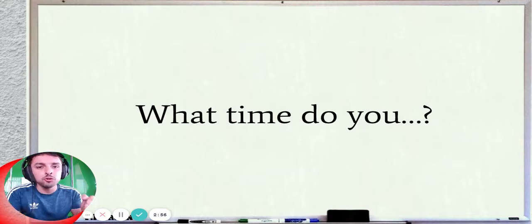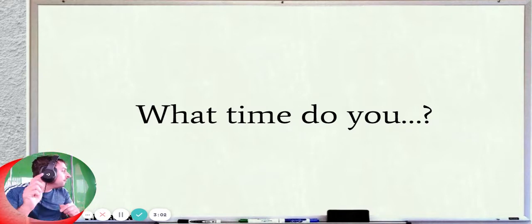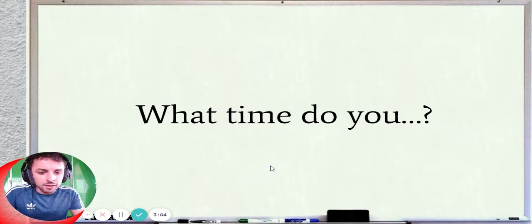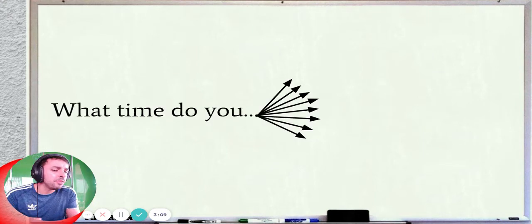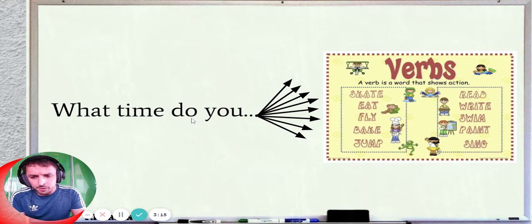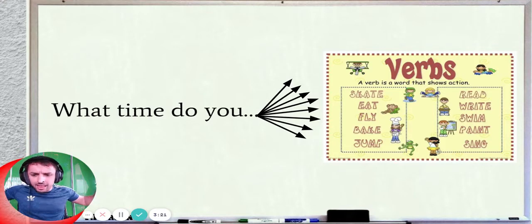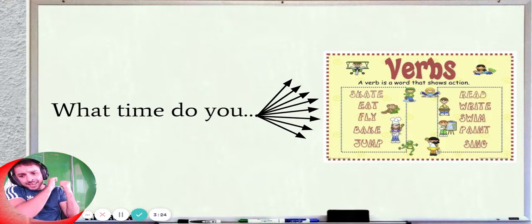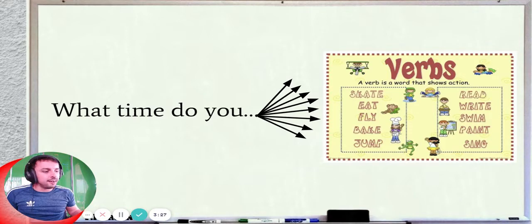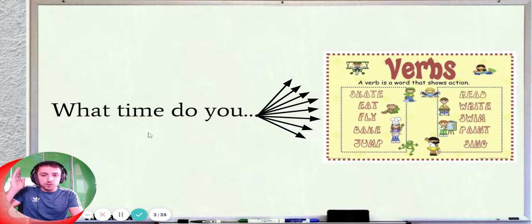Okay, the question. What time do you? Well, it's got do, so it's asking about things we do, and things we do are called verbs. Verbs are action words, things you do, like eat, swim, punch, fly, cook, dig, drink, cry, play, write, read. These are verbs, things you do.